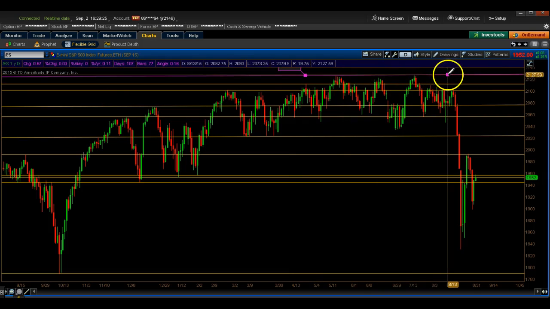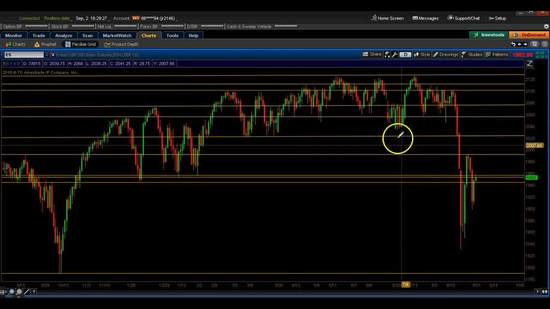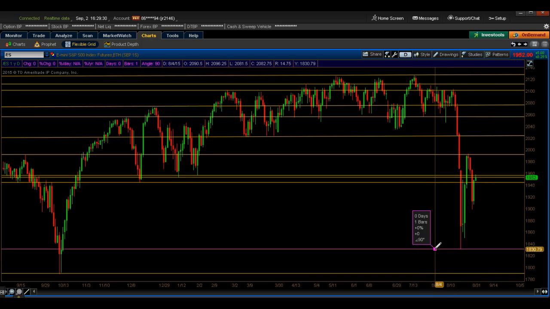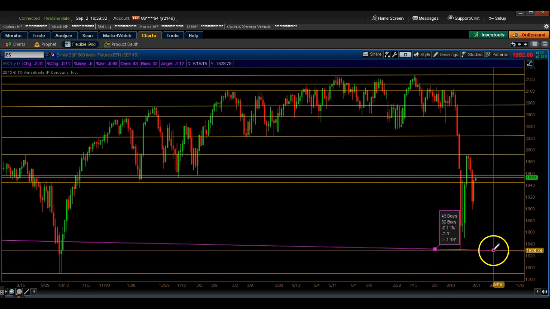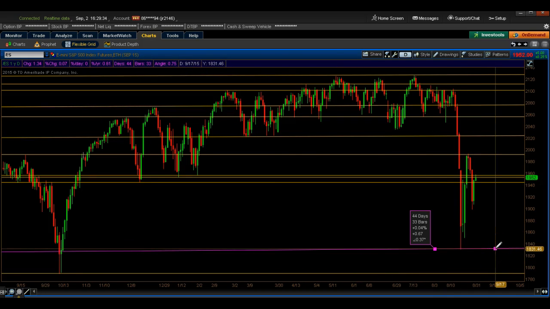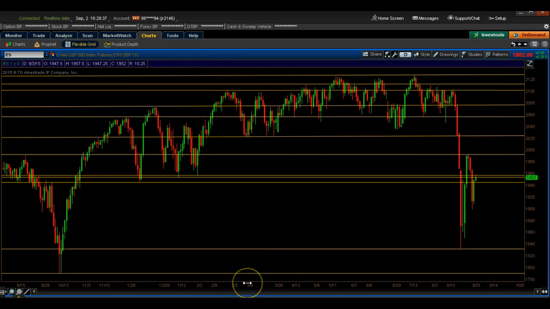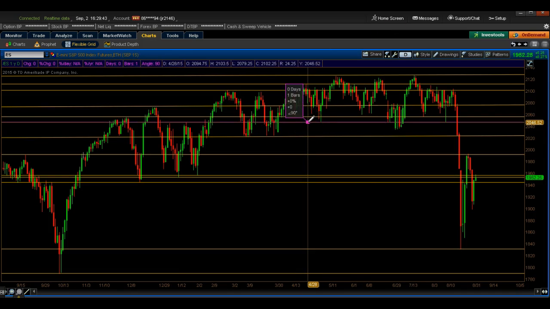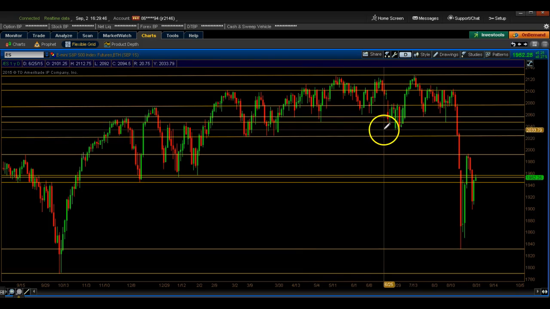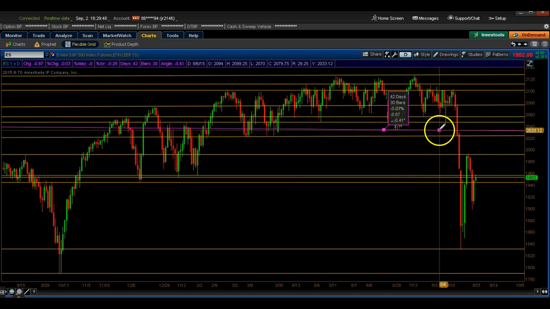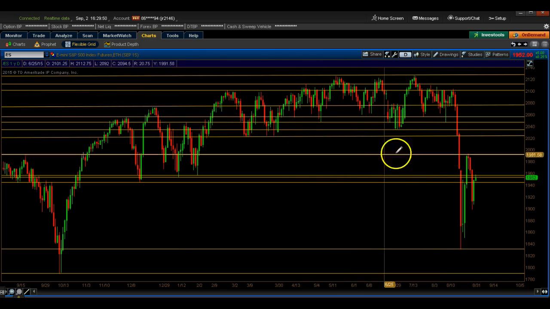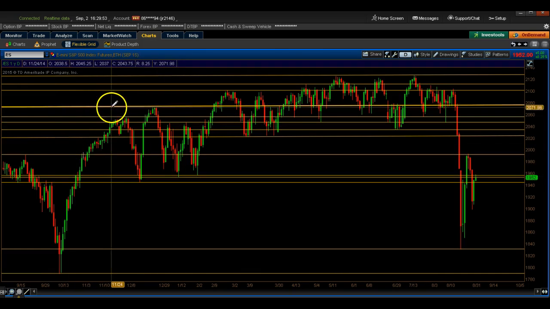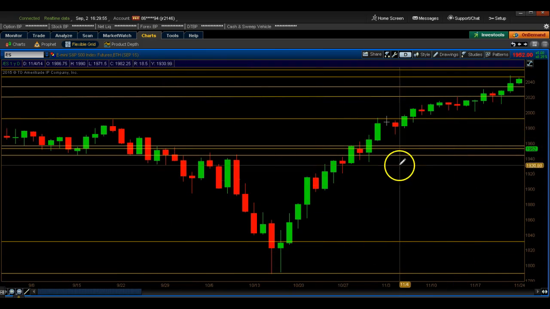So we have a high here, and then we now have a low here. Now we kind of have a roadmap. Actually, let's do a trend line here and also a trend line here with this guy. So now we have a roadmap of where price is and where price has been.